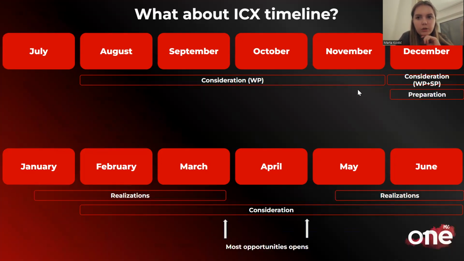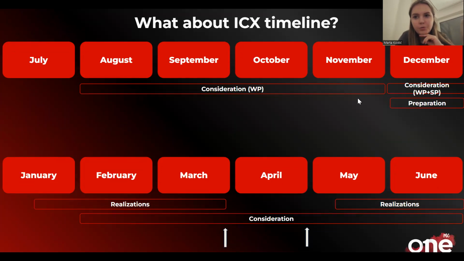Then let's go quickly through the ICX timeline, since we cannot approve anybody without ICX. For the ICX timeline, for example, if you don't find good opportunities in February or March, keep in mind that that is normal and that you need to keep your EP interested, because most ICX opportunities open in April. That is their peak of consideration and their peak of opening opportunities. So if you cannot find something in February or March, you can most probably find it in April, and realizations, as you can see, are the same for us and everything else is the same for us.